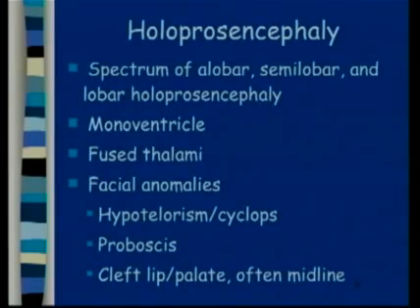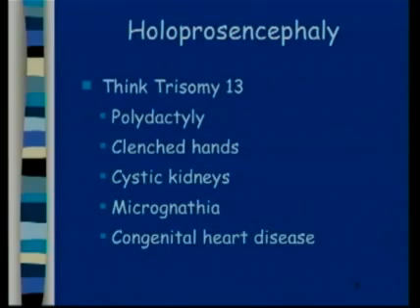Holoprosencephaly is a spectrum of disorders going from alobar, semilobar, and lobar. They generally have monoventricles, fused thalami. They often have facial anomalies, hypotelorism, cyclops, meaning one eye, proboscis, which is a fleshy mass above the region of the eye that looks kind of like a nose, but it's not a nose. And they often have midline cleft lip and palate.